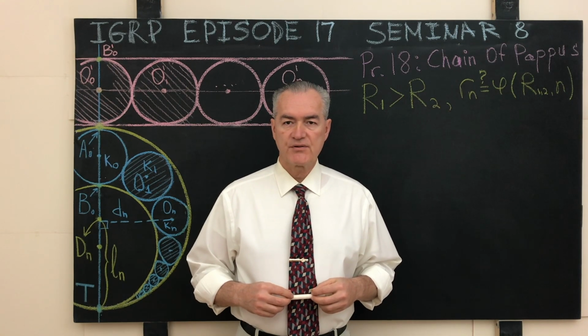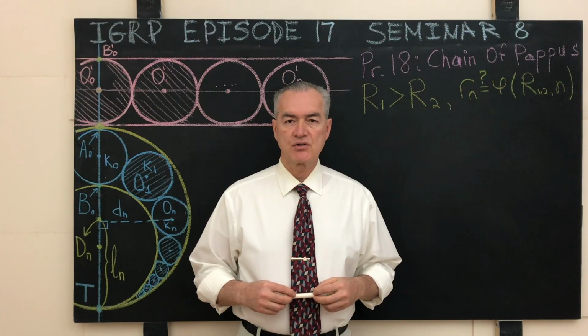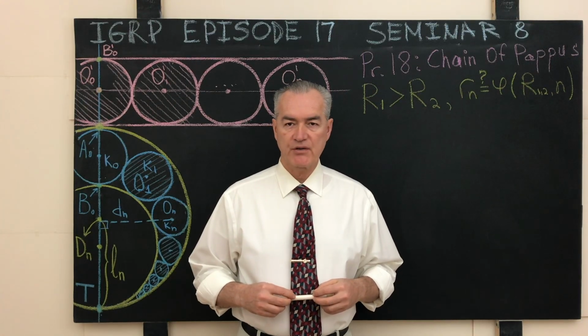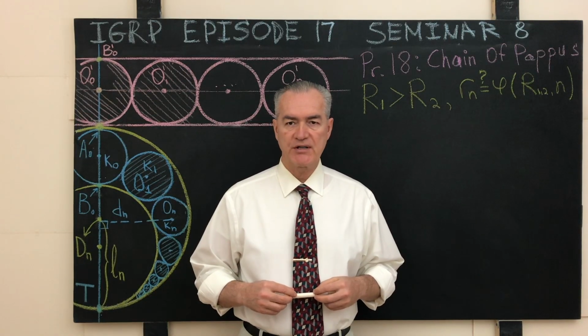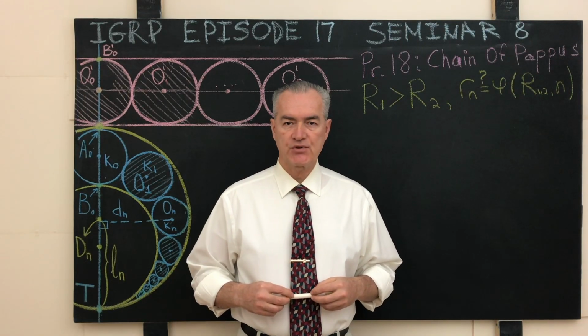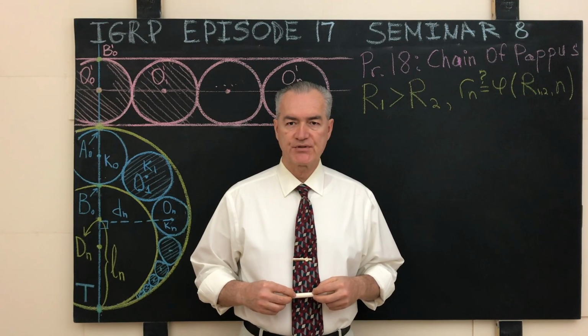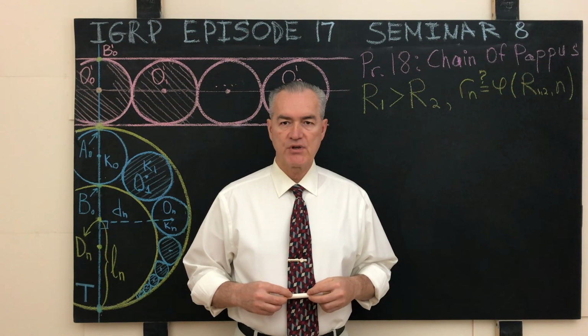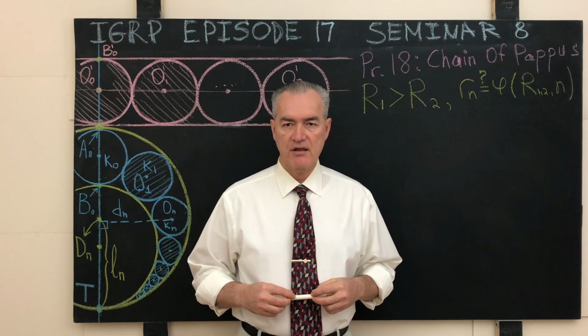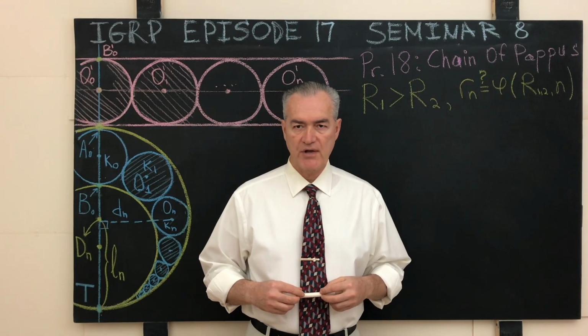Welcome to an elementary synthetic geometry-based introduction to inversion of the real plane with respect to a circle course, episode 17, seminar 8, in which we will solve our next problem, number 18, or the problem known as the Chain of Pappus, named so after the ancient Greek mathematician Pappus of Alexandria, who lived roughly between the years 290 and 350 of Common Era.